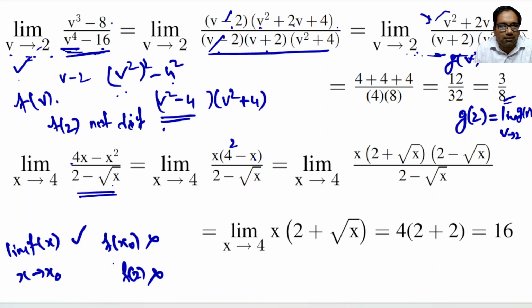4 minus x is nothing but 2 square minus root x whole square. Right, this is also a square minus b square. What we will do? We will write it as 2 minus root x into 2 plus root x.